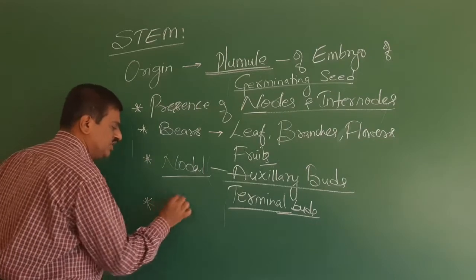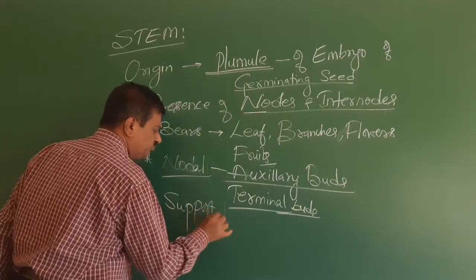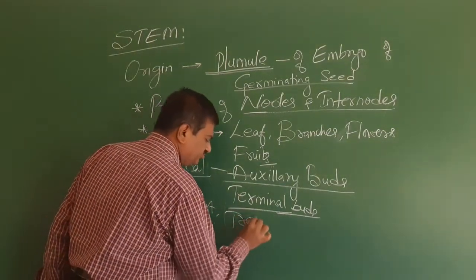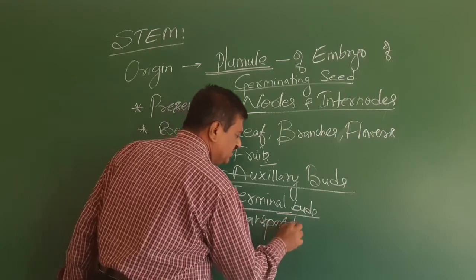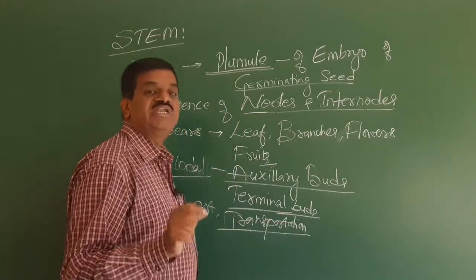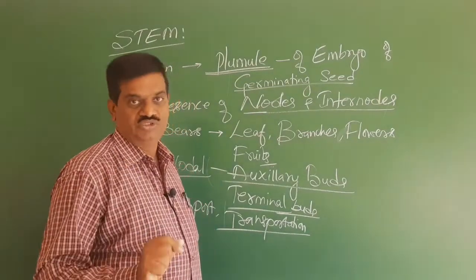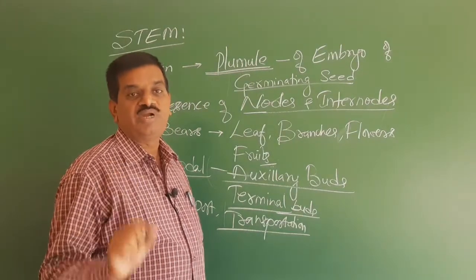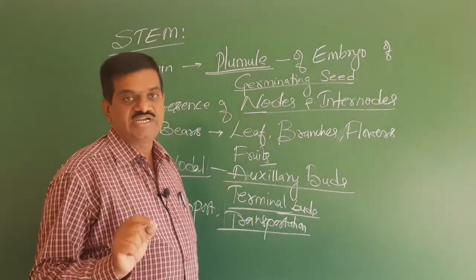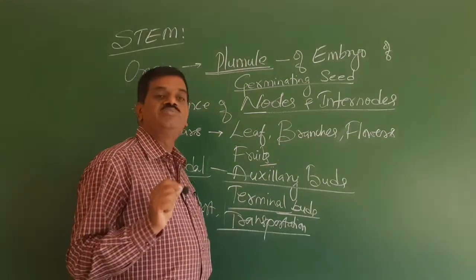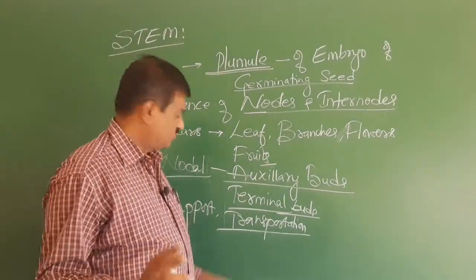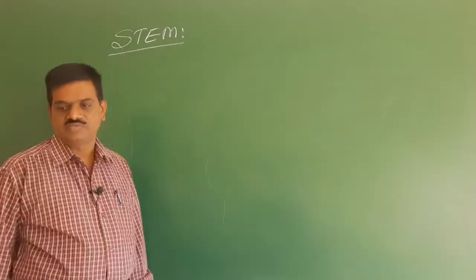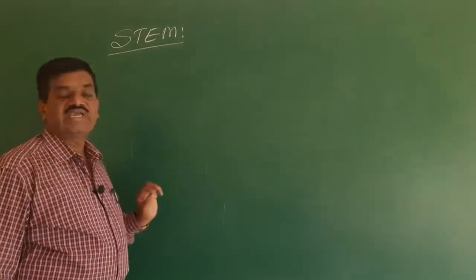Stem always helps in support. Stem helps in support and transportation. Transportation is nothing but conduction. So it helps in conduction of water and food. At the center of the stem there is a presence of vascular bundles. In this, xylem helps in conduction of water, whereas phloem helps in conduction of food. So it helps in support as well as transportation. So we go for the other characters.